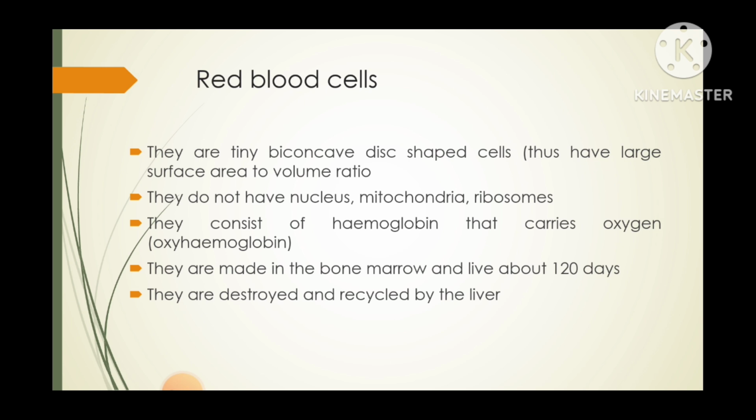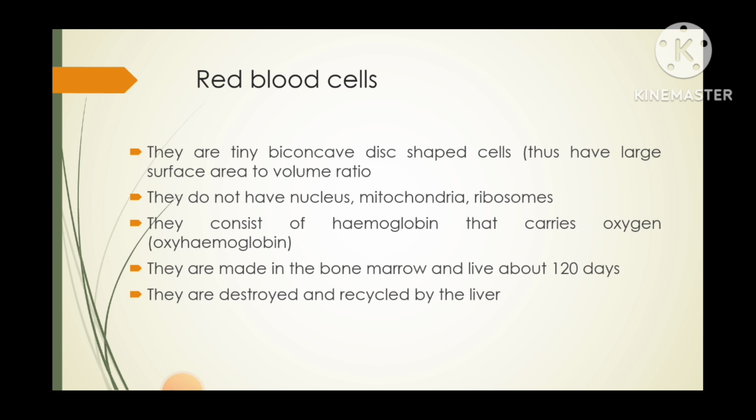The third thing you have to know is that they contain hemoglobin, and this hemoglobin carries oxygen. So the main component of red blood cells is hemoglobin. It is this hemoglobin that helps them to carry oxygen. And once hemoglobin has carried oxygen, it is called oxyhemoglobin.